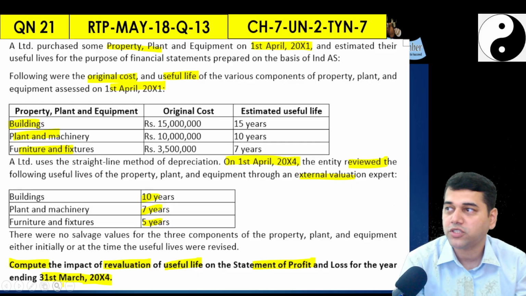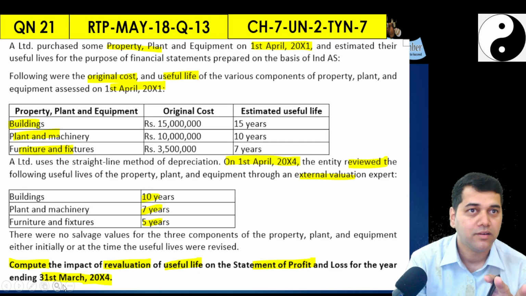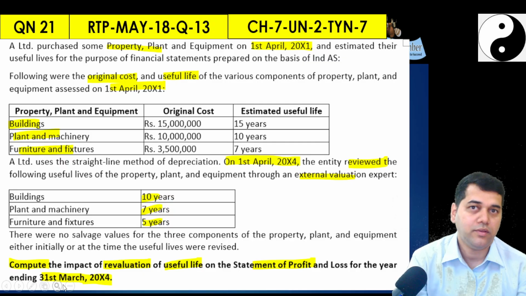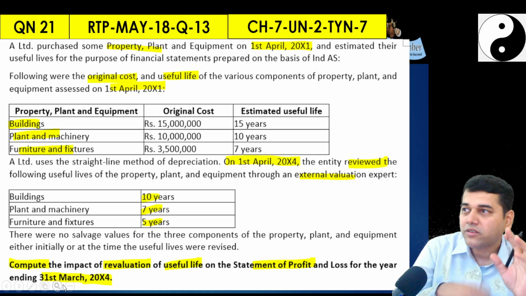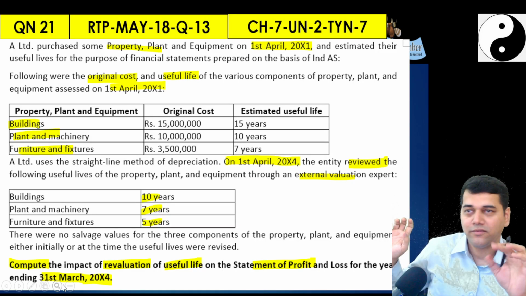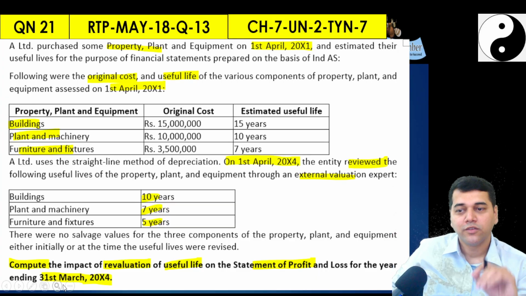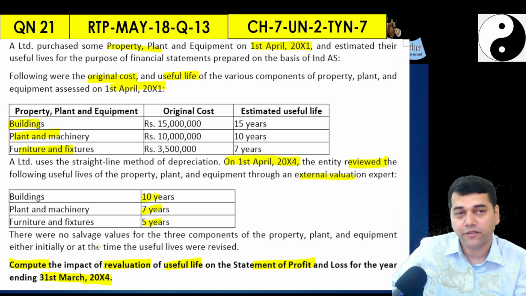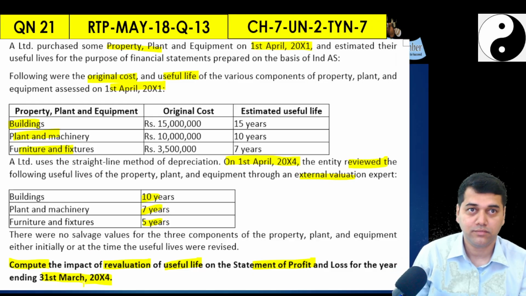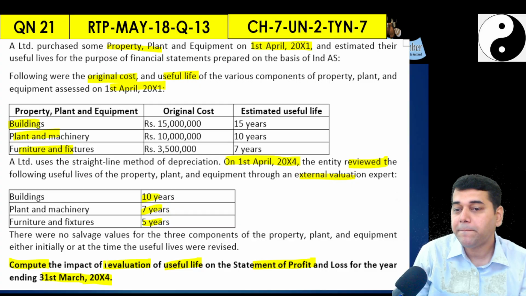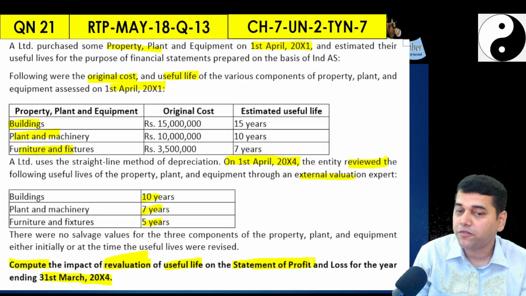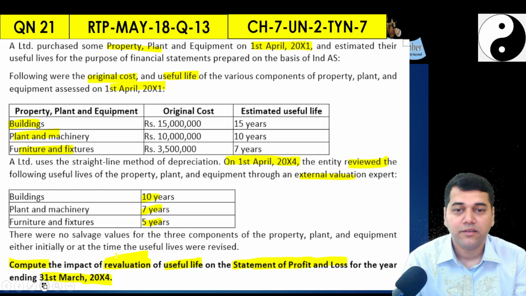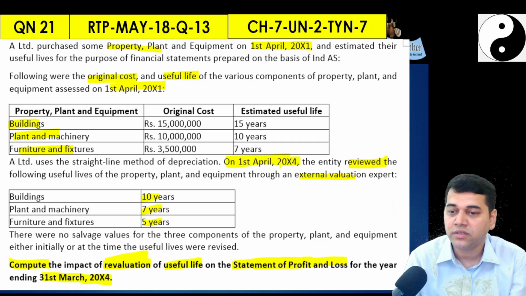Chalo, one surprise question comes to you like this. Again, all questions we cannot expect the same repetition of the study material. You have got some understanding and idea. Followed, no? What to do now, how to do it. So what you need to do, read the question very carefully. Compute, not calculate, the impact of revaluation of the useful life on the statement of profit and loss for the year ending 31st March. When the revision happened, 1st April.